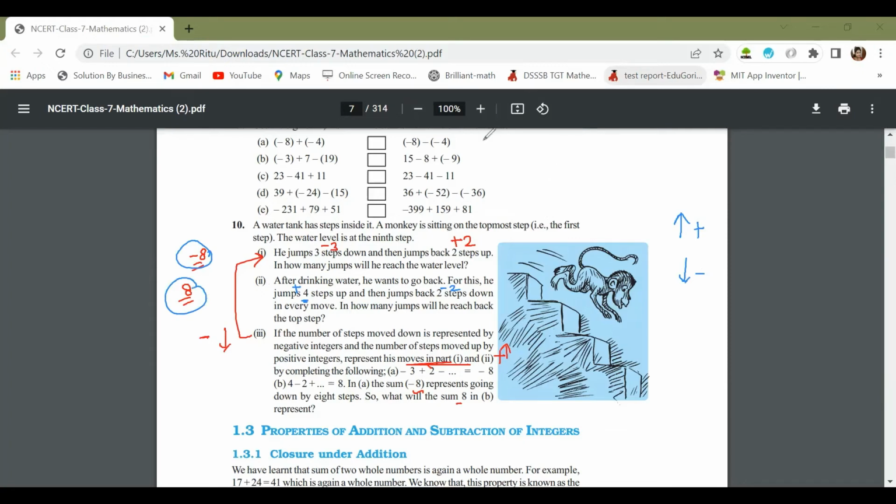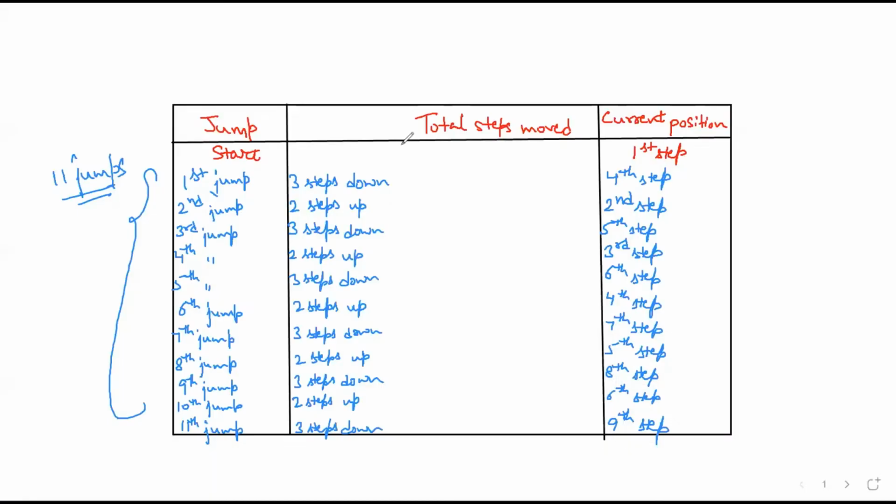So I will show that table again so that you can relate. Let's check out over here. If you compare 3 steps down, I'll write here as well: down means you have to write negative, up means you have to write positive. So 3 steps down means -3, 2 steps up means +2. Now in the first jump it's -3. In the second jump, -3 and +2.